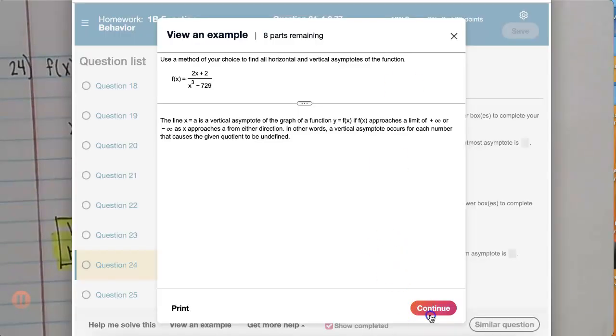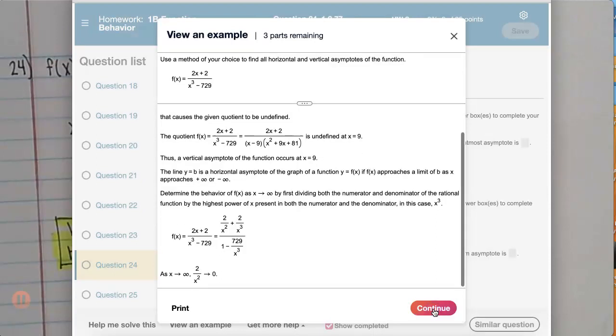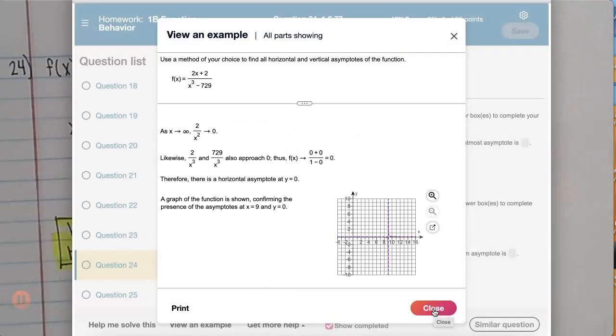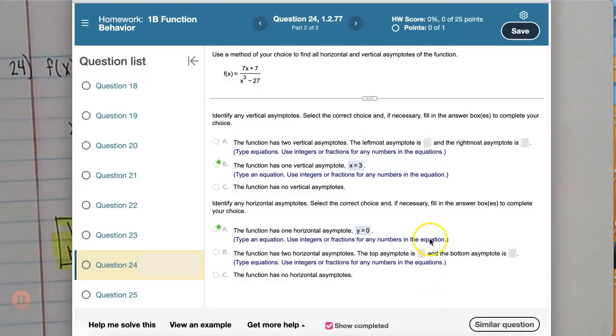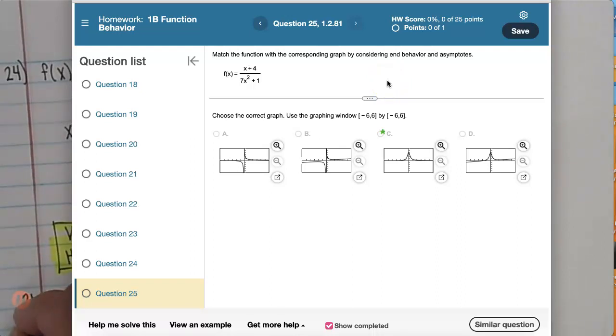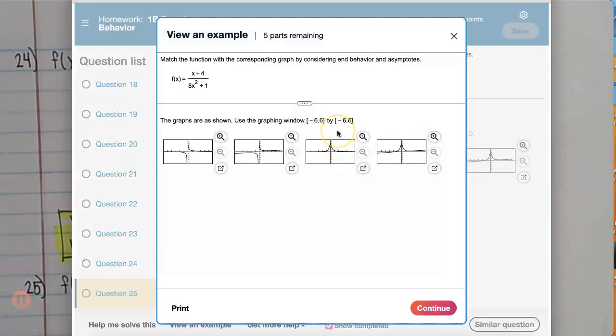Okay, and finally, number 25. Match the function with the corresponding graph by end behavior and asymptotes. Okay, so number 25, we have f of x equals x plus 4 over 8x squared plus 1.